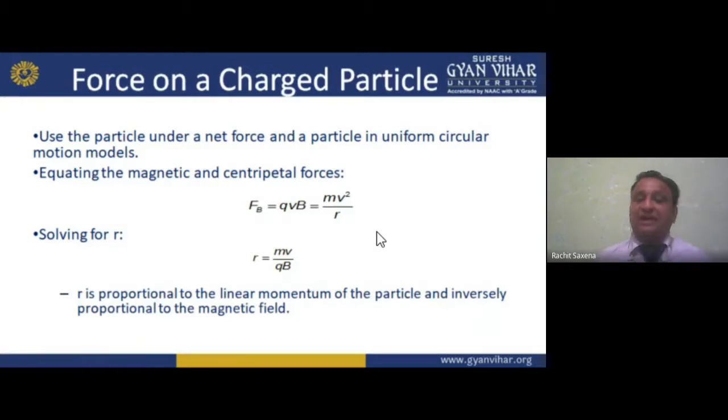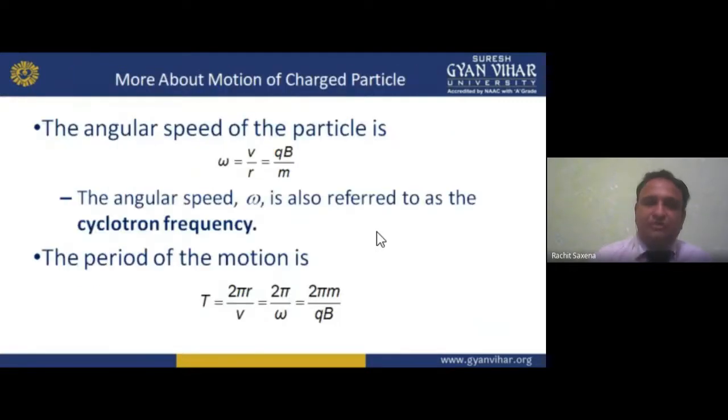So if the magnetic field is increasing, then r is decreasing. If momentum is increasing, then r is increasing. If velocity is increasing, then r is increasing. If charge is decreasing, r is increasing. If r is decreasing, charge is increasing. Okay, hope you understand. Now move forward.